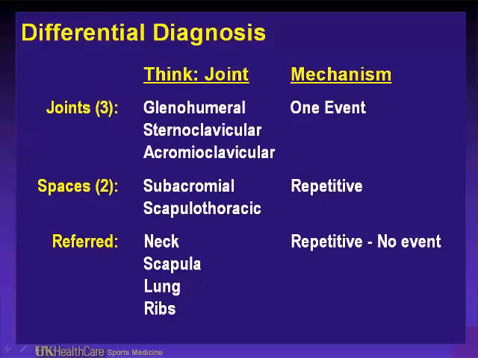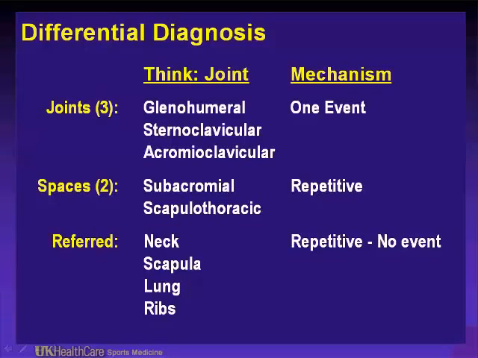We also have spaces: the subacromial and the scapulothoracic spaces. The subacromial space is between the rotator cuff below and the acromion and CA ligament above. There's a bursa sac on top of the rotator cuff in the subacromial space. And problems here are oftentimes repetitive, as in a subacromial bursitis, more of a compressive type problem.